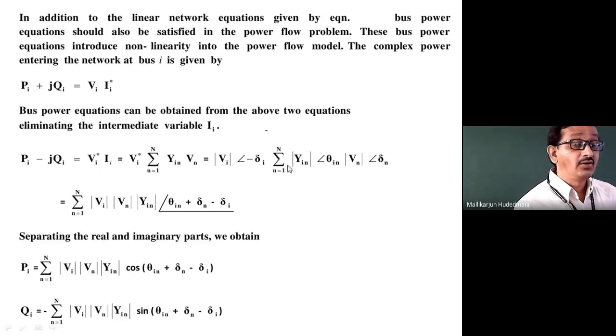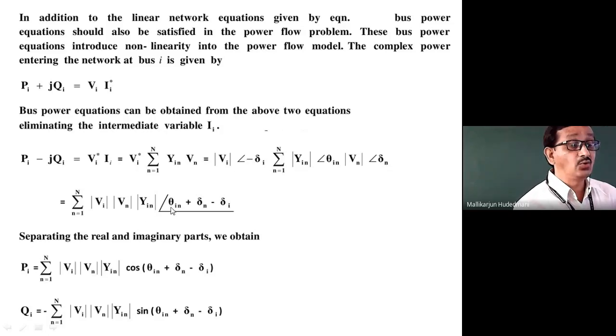This is the product of complex representations in polar form. We all know the product of complex terms in polar form is quite easy: take the product of the magnitudes, and take the sum or difference of the associated angles, with respect to sign. So it is Vi into Vn into Yin with their magnitude, and the angle bracket holds the angle associated with Vi, Vn, Yin. What is this? Theta in plus delta n minus delta i.